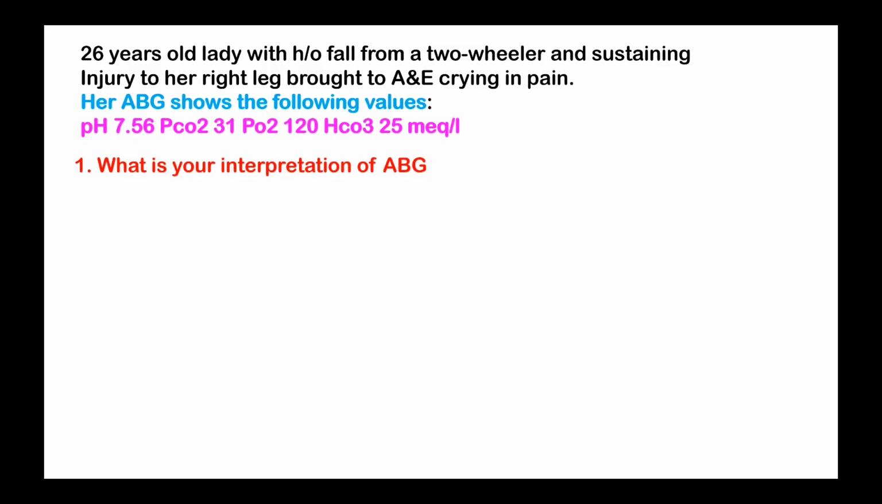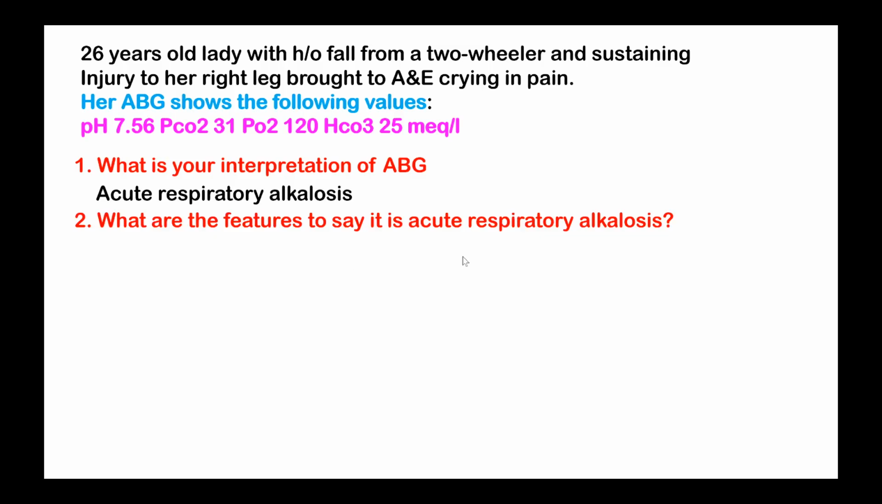What is the diagnosis? Respiratory alkalosis. Acute or chronic? Acute. Okay, acute respiratory alkalosis. What are the features to say it is acute respiratory alkalosis? No bicarbonate compensation. That's the main thing. What should be the bicarbonate compensation?